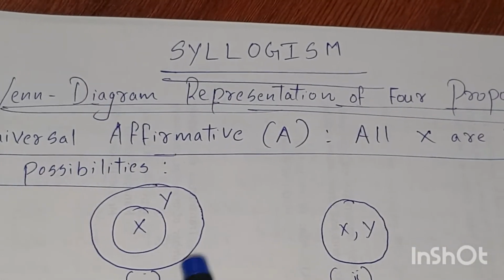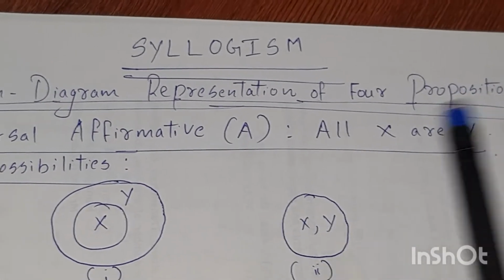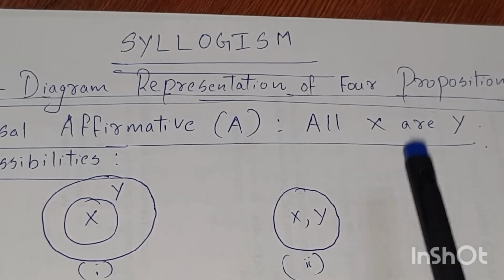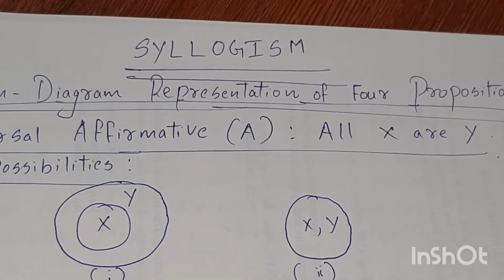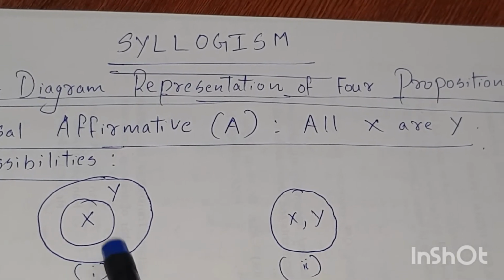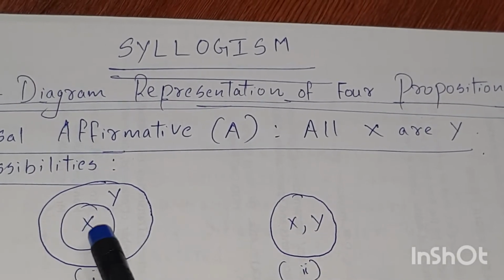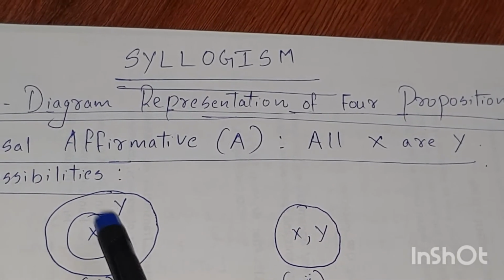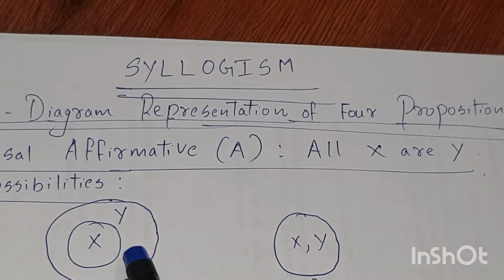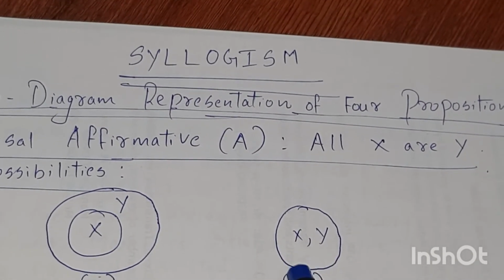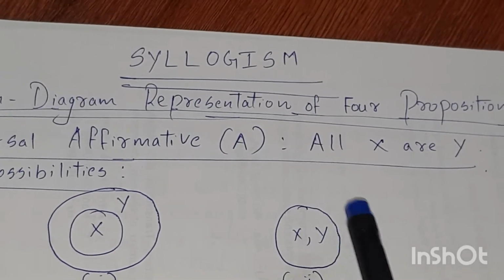So first one is universal affirmative. So all x are y. All statements like this can be represented using two possibilities like this. All x are y means the elements contained in x will also be contained in the set y. Similarly, all x are y can be represented by using this also.